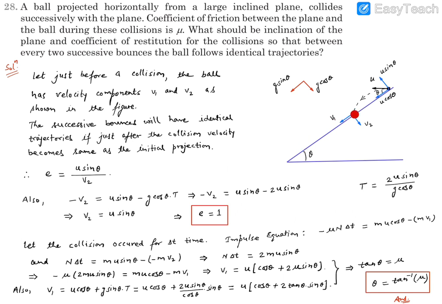Along with the collision story, let's consider this collision occurred for delta t time. Any collision, so I'm just looking at the first collision. So we can write the impulse equation. The impulse equation will say impulse is equal to change in momentum.